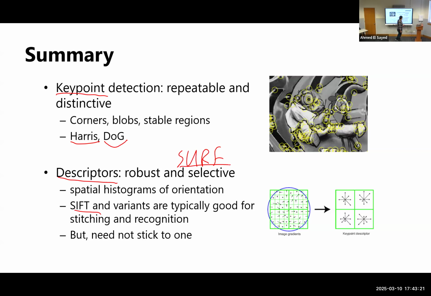Or in the modern world, we are using deep learning to generate the key points and generate the descriptor and do the match. So deep learning can conclude and put all of this into one point. Okay. Any questions?